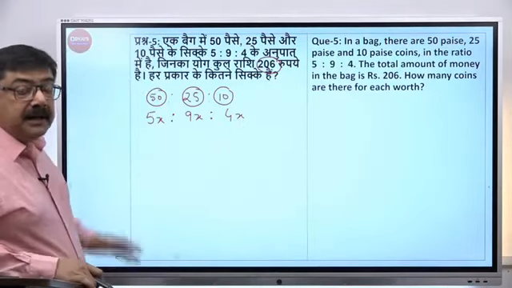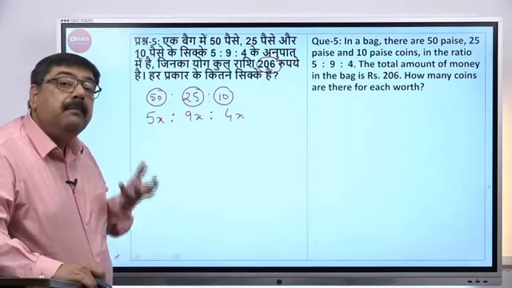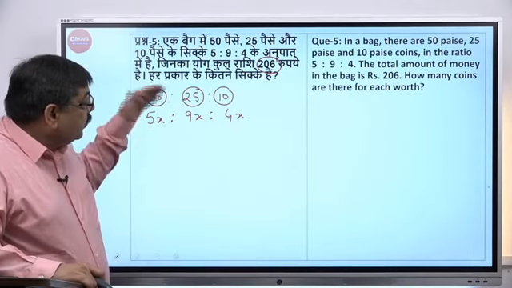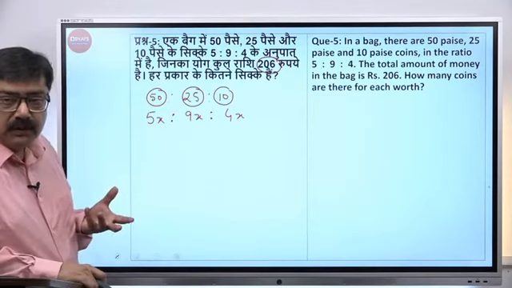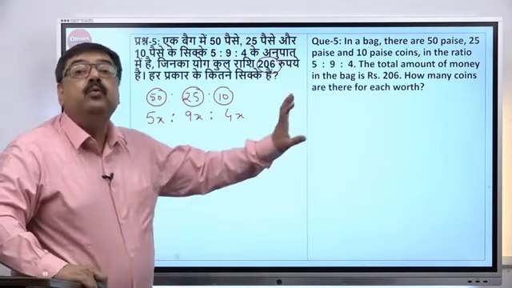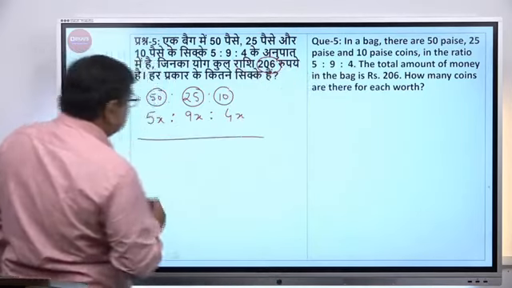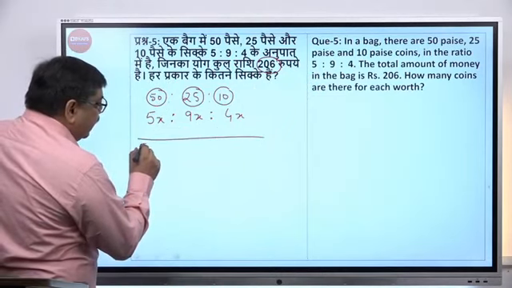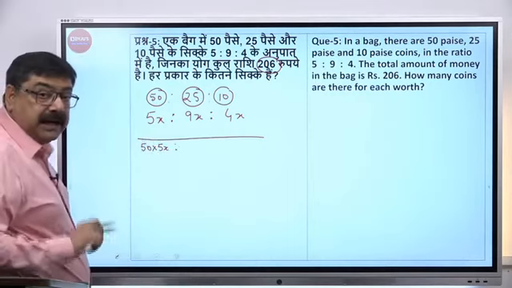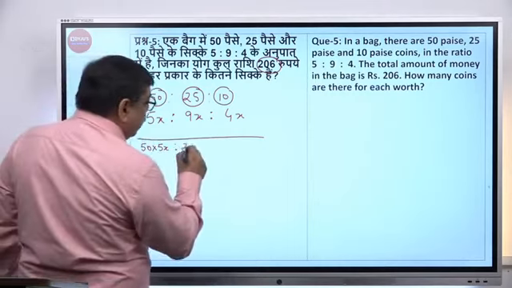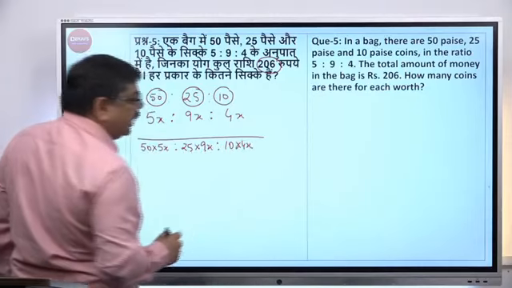If you know that the number of 50 paisa coins are 5x, all right, then how much do they amount to in rupees? 25 paisa coins are 9x in number, so how much do they amount to? All right, because the sum of all these amounts is given to us as 206. So let us find out. Here it will be, let us say, 50 into 5x. This will be the total amount in paise. Okay. Here it will be 25 into 9x, and here it will be 10 into 4x.